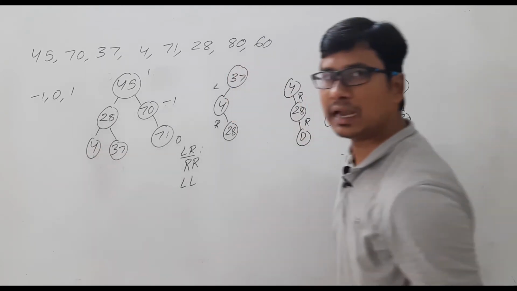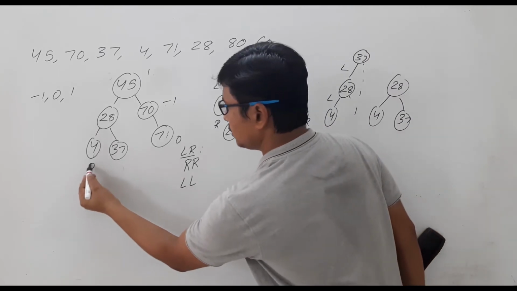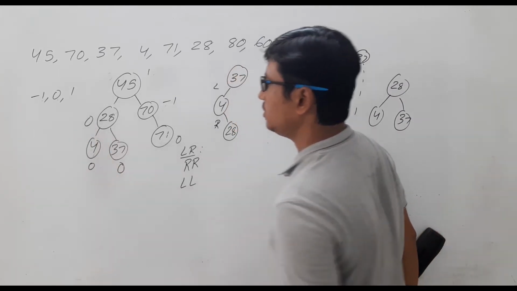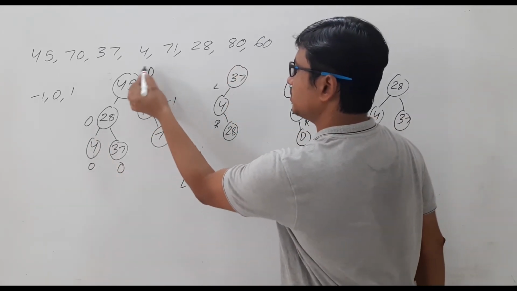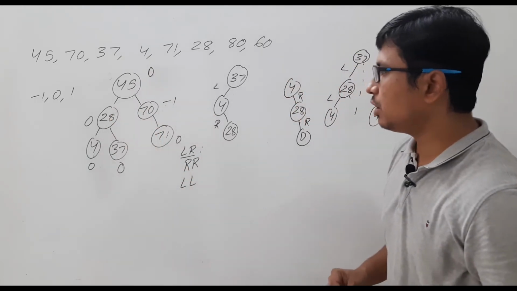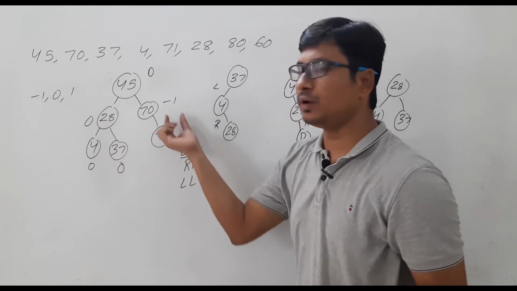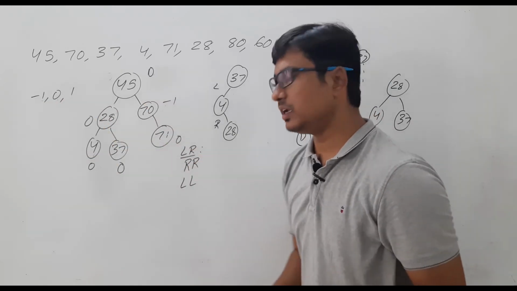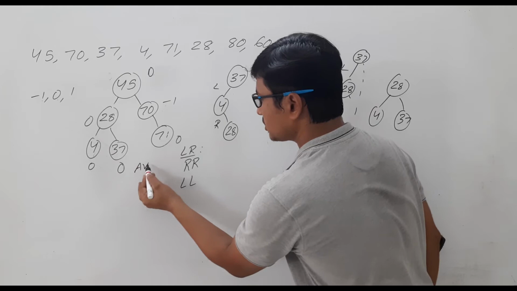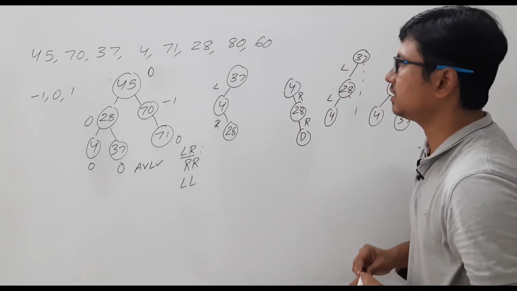Now you compute the balancing factor. This is 0, this is 0, this is 0 and this is also 0 because 2 minus 2 is 0. Now all the nodes' balancing factor is in the range of 0 and minus 1. It is still an AVL tree now. Previously it was not an AVL tree, now it is an AVL tree.